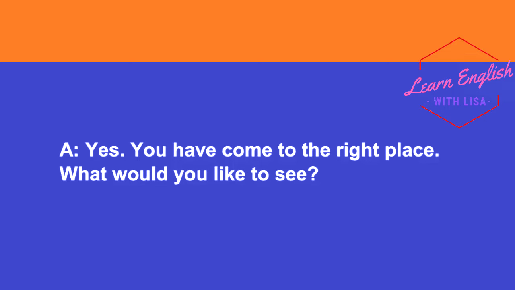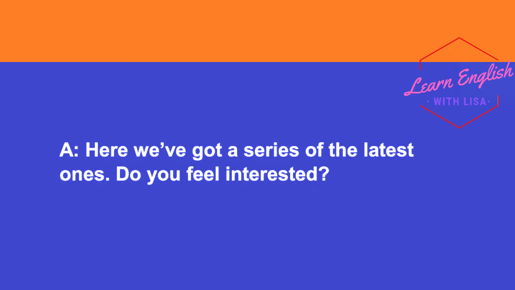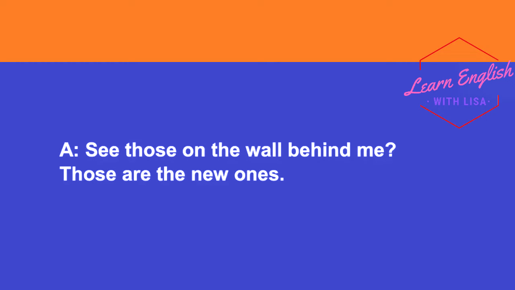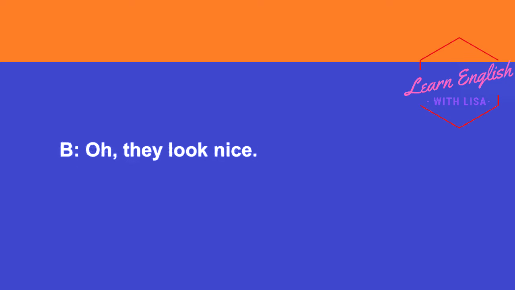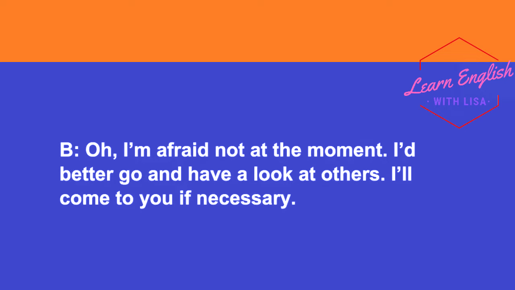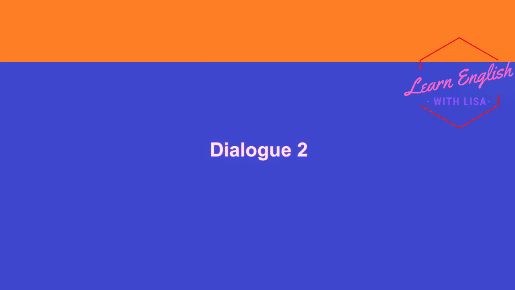What would you like to see? I'd like to see the handmade rug. Here we've got a series of latest ones. Do you feel interested? Okay, show me, please. See those on the wall behind me? Those are the new ones. Oh, they look nice. Would you like to have a further negotiation with our manager? Oh, I'm afraid not at the moment. I'd better go have a look at the others. I'll come to you if necessary. Here is a catalog and brochure. Take a look.